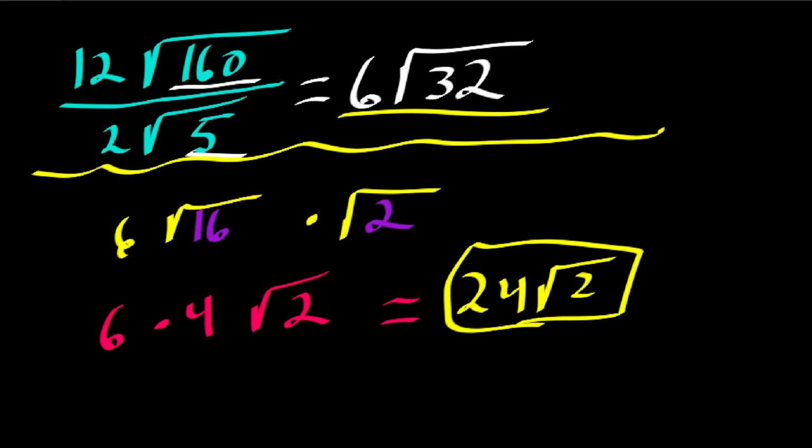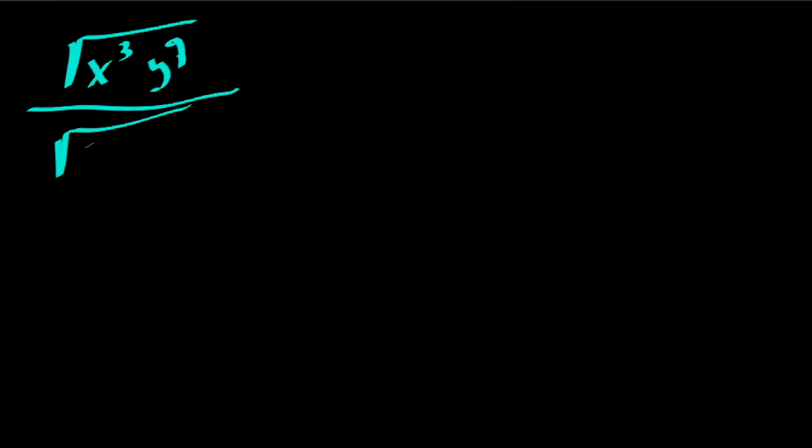All right, so now let's make this a little bit more complicated, and let's look at an example with variables. All right, so let's say we have the square root of x to the third, y to the ninth, all over the square root of x to the second, y to the fifth. Now this may look complicated, but let's just see if you can give this a shot.